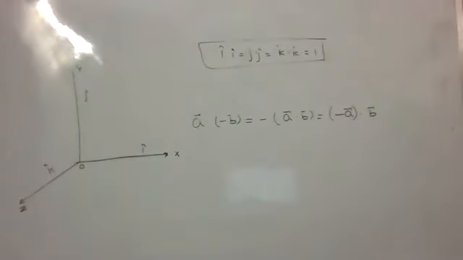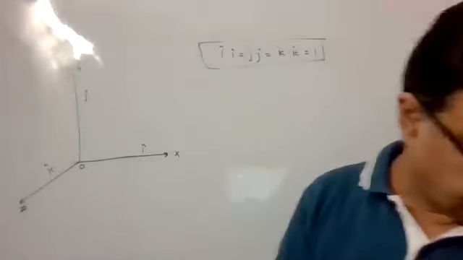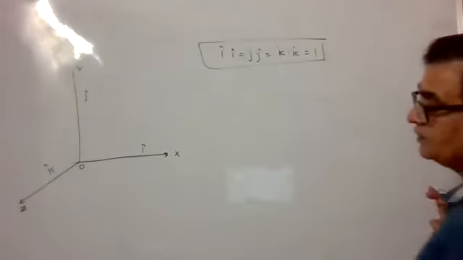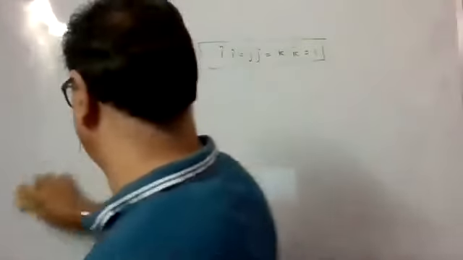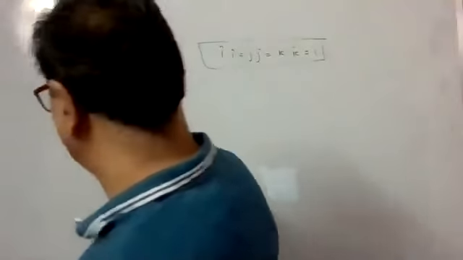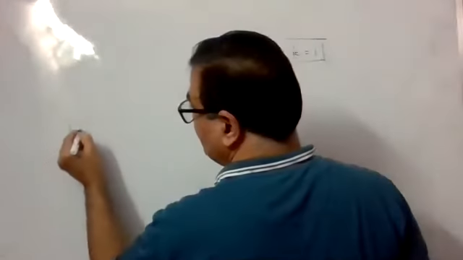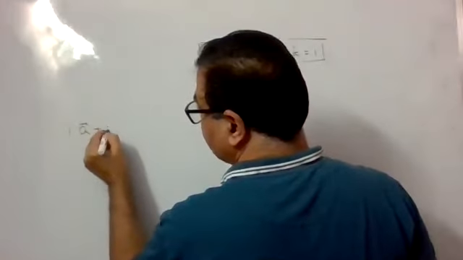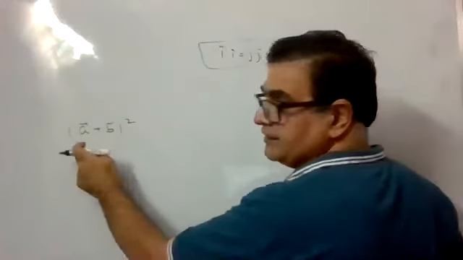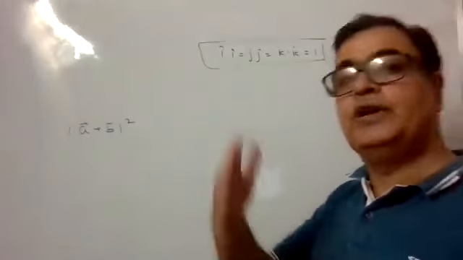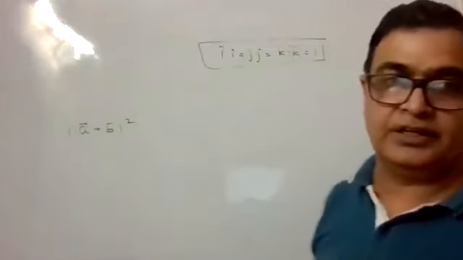Now coming to the next property, an important one, note here. Magnitude of A plus B whole square. A is a vector, B is a vector. When you add the two, you will get another vector. So we will say this is some vector and we are taking its square.